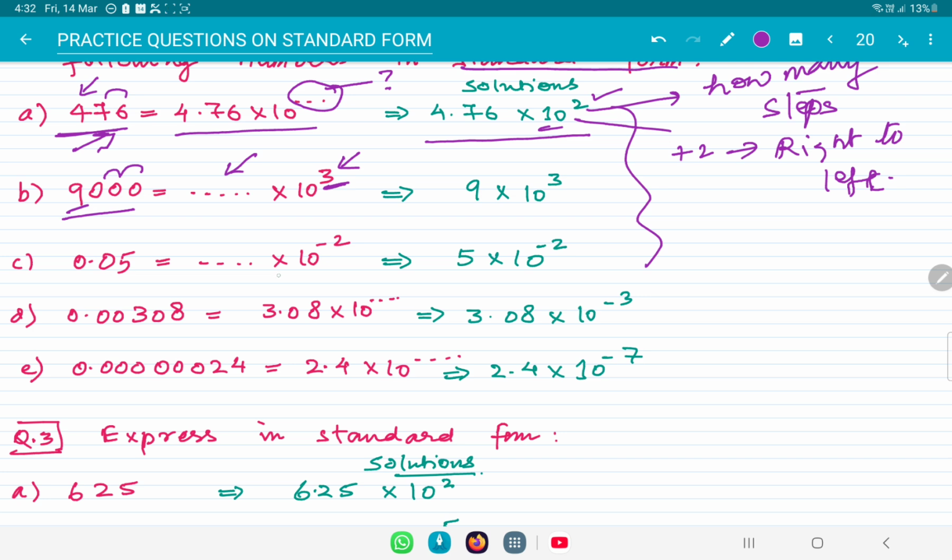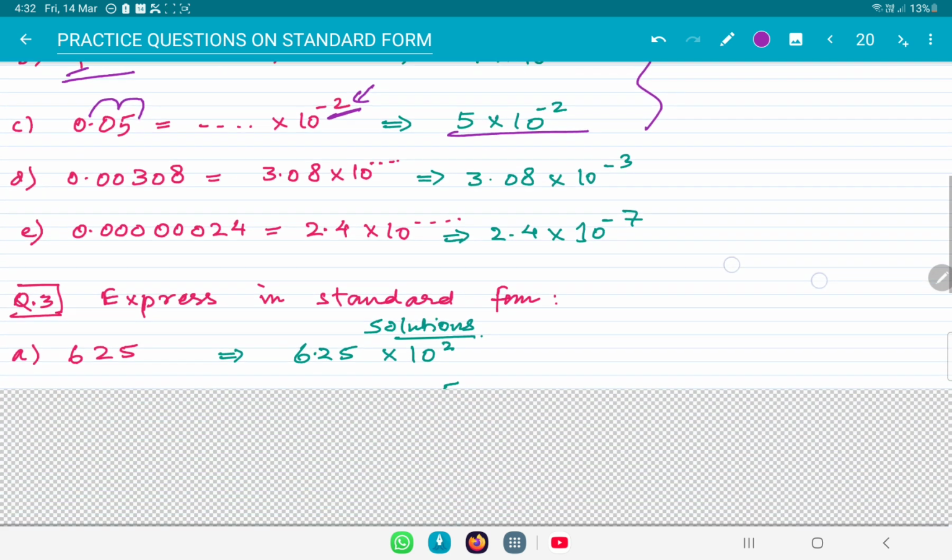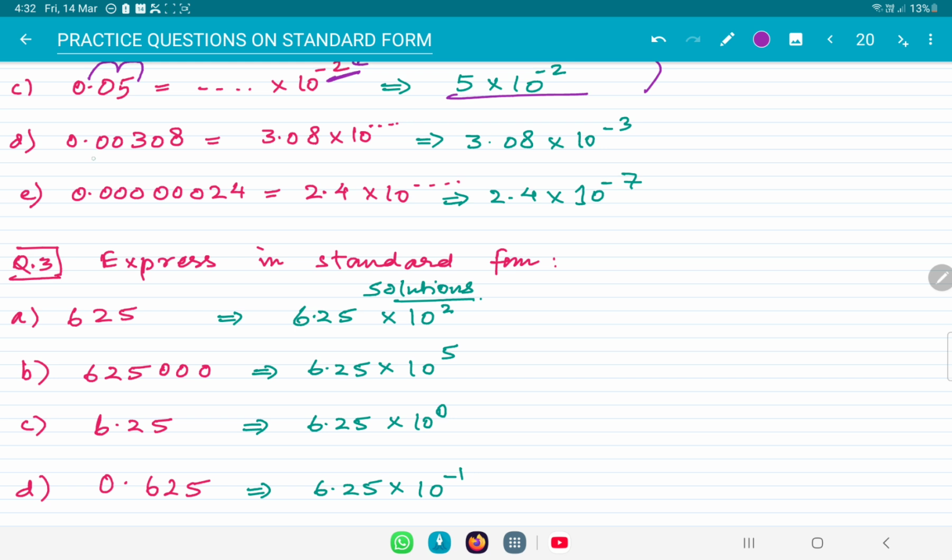Next is 0.05 is equal to dash into 10 raised to the power minus 2. So here it is 10 raised to the power minus 2, which means we should move from left to right. And how many digits are we moving from left to right? 2 digits. So 10 raised to the power minus 2, and 5 will come. So our final answer is 5 into 10 raised to the power minus 2. Next question.